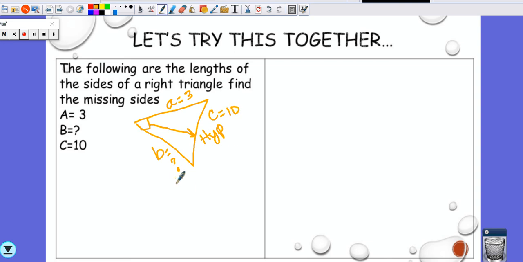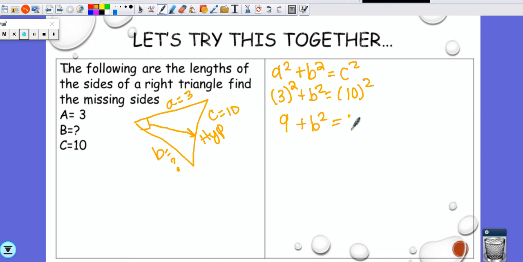Since this is a right triangle and I want to find this leg here, I can use Pythagorean's theorem: A squared plus B squared equals C squared. I know that A is 3, and anytime you put something into an equation, make sure you put it in parentheses. So 3 squared plus B squared equals 10 squared. I get 9 plus B squared equals 100. Then minus 9 on both sides, B squared equals 100 minus 9, which is 91.